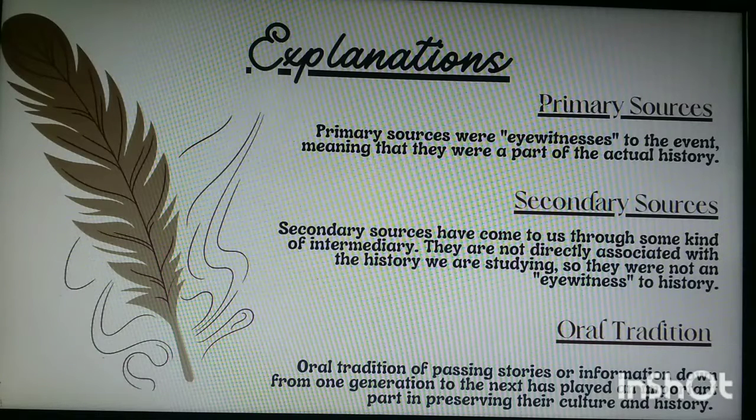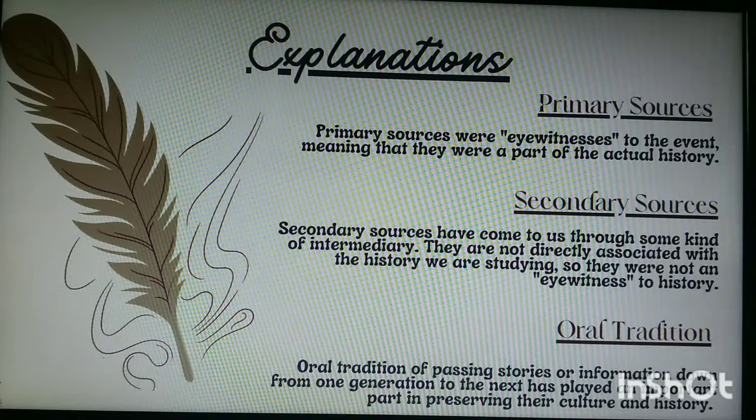What are secondary sources? Secondary sources have come to us through some kind of intermediary. They are not directly associated with the history we are studying. So, they were not an eyewitness of history. This can be the interpretation of a writer or author about the past event.